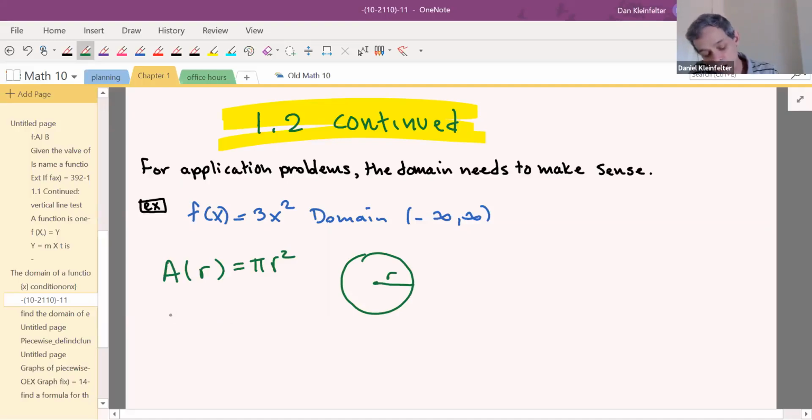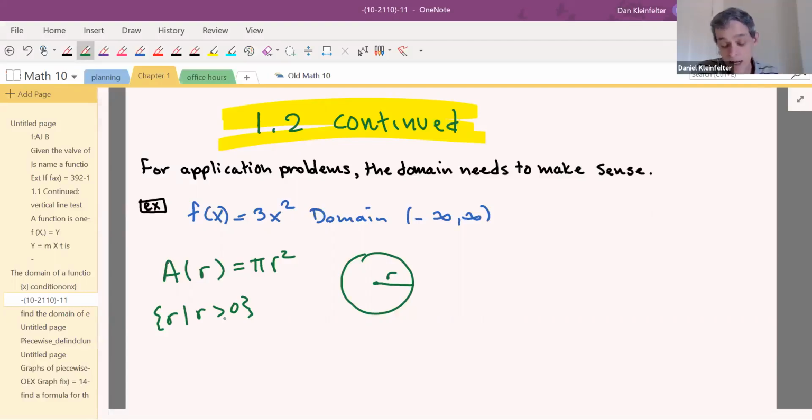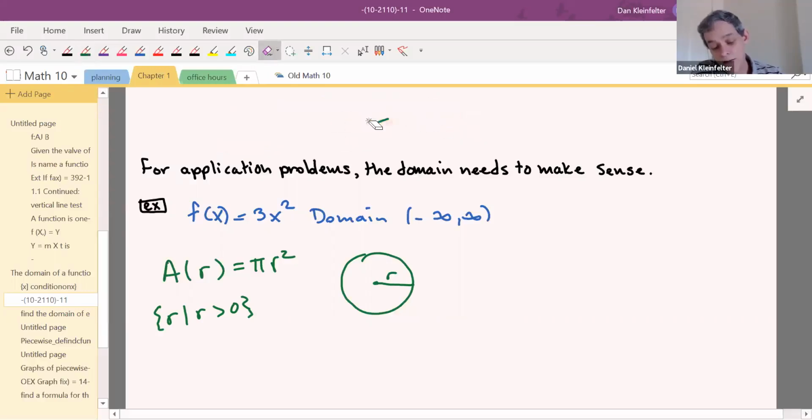So here, although we're just squaring, there's no division by 0 or anything unusual happening, our domain for this is going to be the set of r such that r is greater than 0. Just because our function A is basically an applied function, not just a general function that doesn't have a context or story to it. So in short, if you're working with an application problem of some sort, you need to make it so that the domain makes sense.